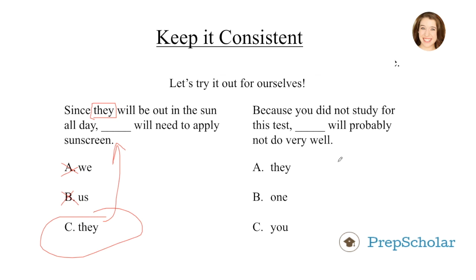Because you did not study for this test, somebody will probably not do very well. What's our other pronoun in this sentence? You, which means we will need you. When you're being asked to keep a pronoun consistent in a sentence, you want to just identify the other pronoun and then find the one that matches that pronoun in your answer choices.